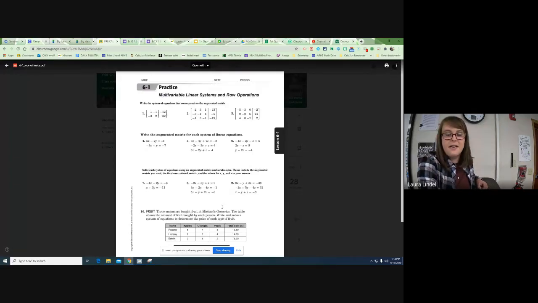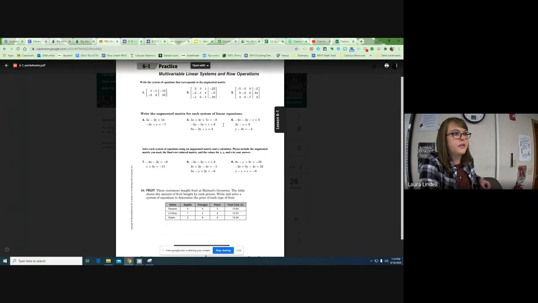IXL kept kicking you out. That's a bummer. But yeah, so today's is a worksheet. There's specific instructions with each set of problems. For 1, 2, and 3, all you have to do is take the augmented matrix and put it back into a system of equations. So write the system of equations that this came from.